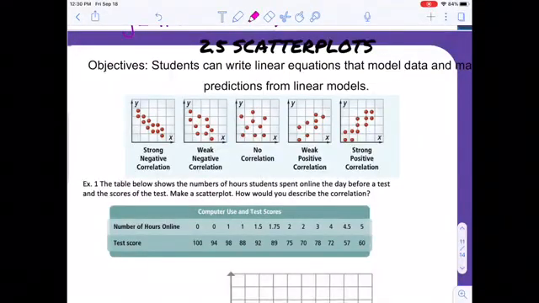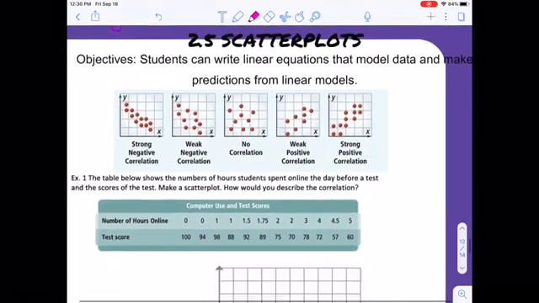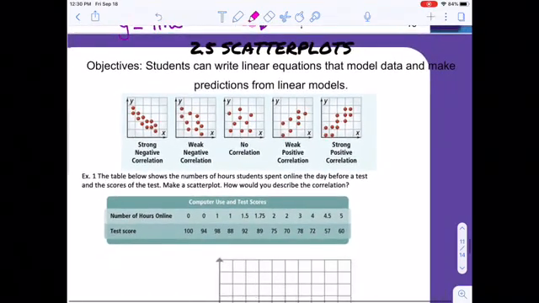Hello, today we are covering 2.5 Scatterplots and 2.4 extension piecewise functions. So you guys will be able to write linear equations that model data and make predictions from linear models.